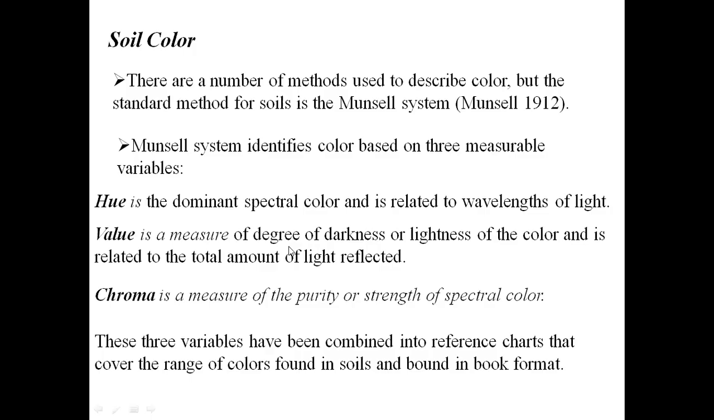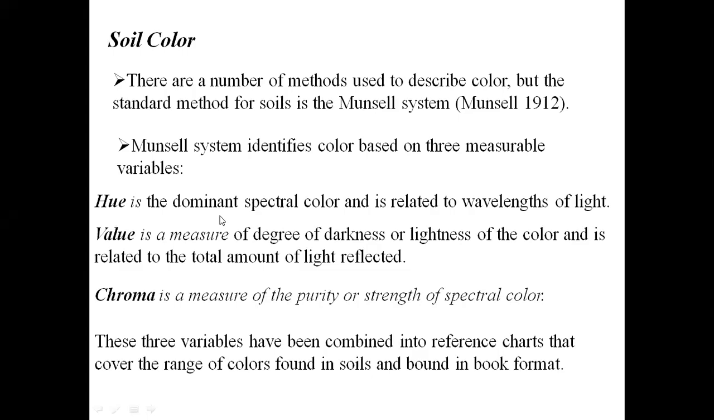How strong it is, how good it is, how much better it is, that is given by the chroma. So these are the three different characteristics: hue, value, and chroma. These three are combined in the charts. We can see many charts; the Munson color chart is there from BSc to MSc. We have seen all these things, so these are very basic conditions.